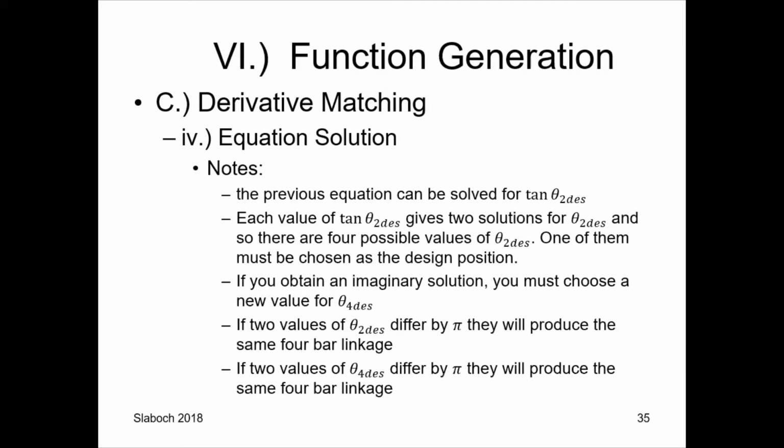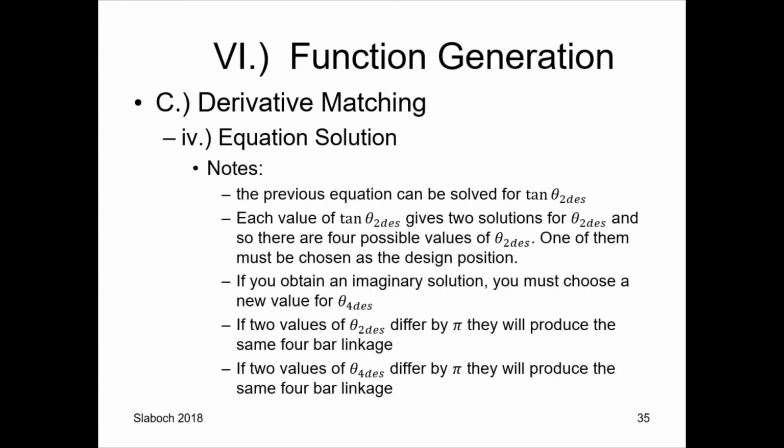So that previous equation, we could solve it for tangent of theta 2 desired. So every value of the tangent will give 2 solutions for theta 2 desired. So then there's 4 possible values. Now this is because if you have a tangent, then it's composed of a sine and a cosine. So depending on whether sine or cosine is positive or negative, you can get those 4 possible values for theta 2 desired, one for each quadrant. So you pick just one of them.